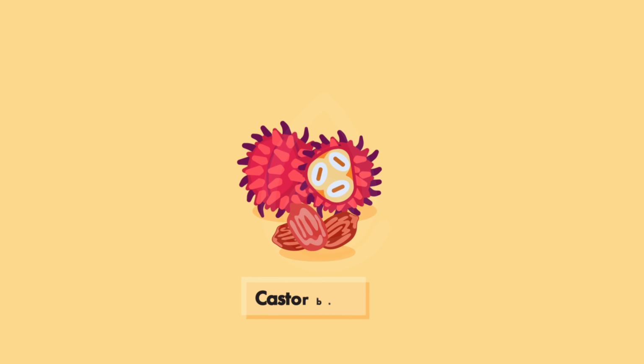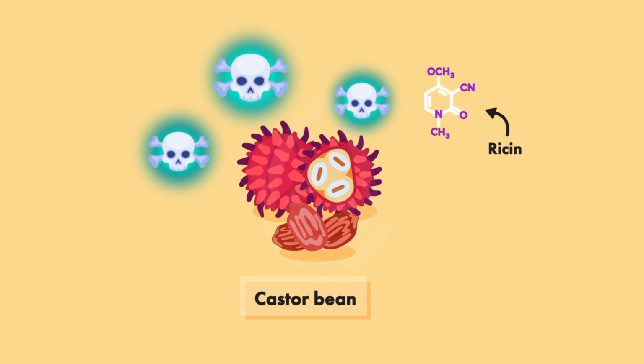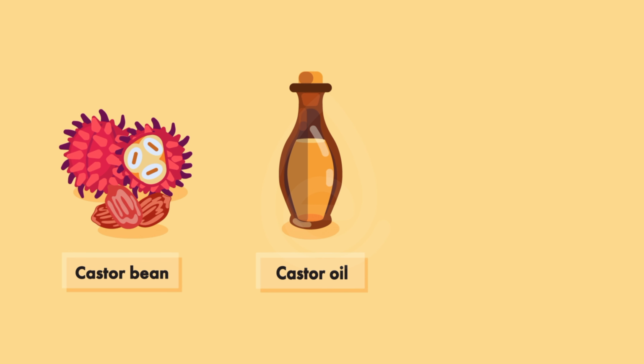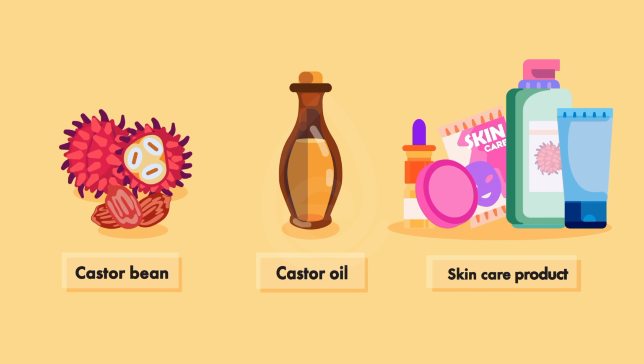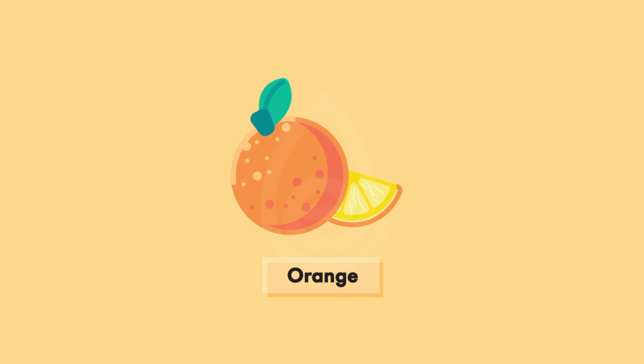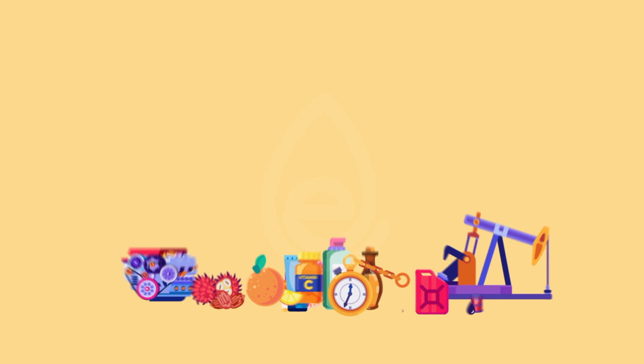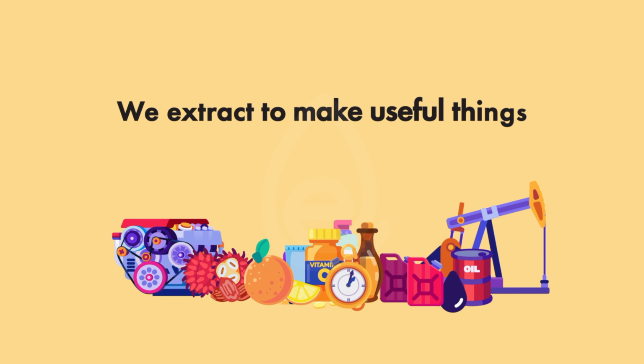Extraction can do things like removing ricin, a toxic chemical, from the castor bean and producing castor oil that we can use in cosmetics. Receiving an accurate dose to address a vitamin deficiency can be more easily managed with tablets of vitamin extract. Basically, we extract to make useful things.